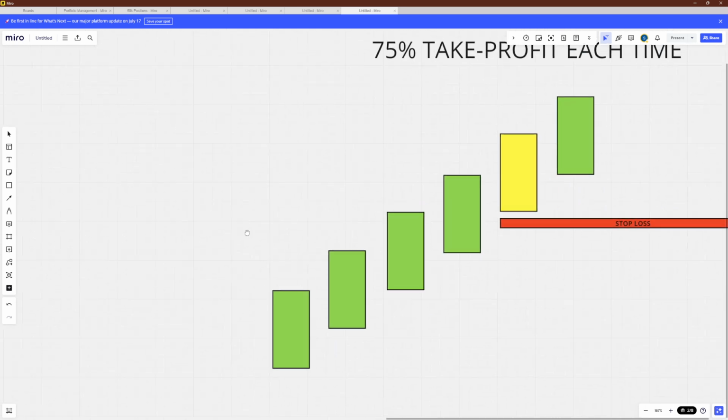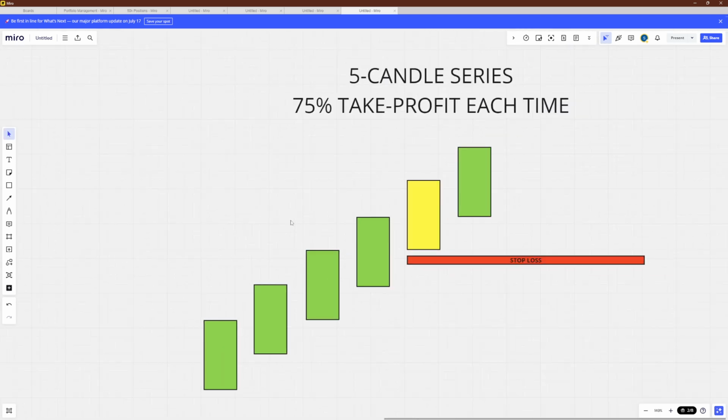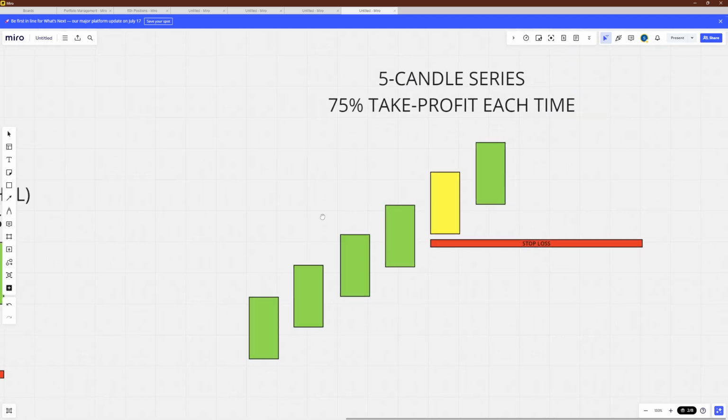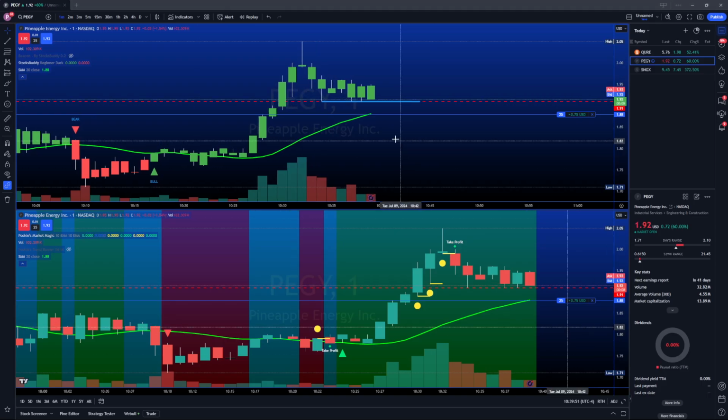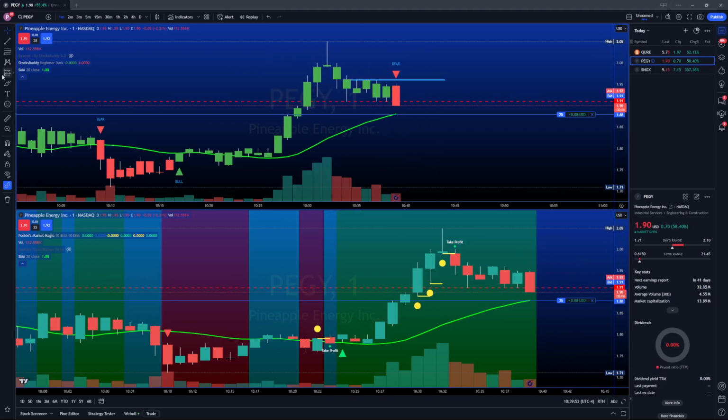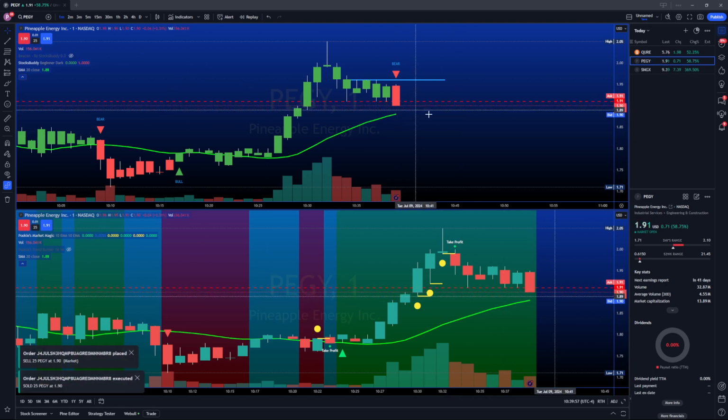All right, so now I'm going to talk about the 5 candle series, because this is one that I think for a lot of people it takes a minute, and once it clicks, it's a beautiful thing. I'm just going to keep checking back on this real quick. There we go. I'm out. No questions asked. No hesitation. I just hit the button as soon as it dropped below my stop loss.